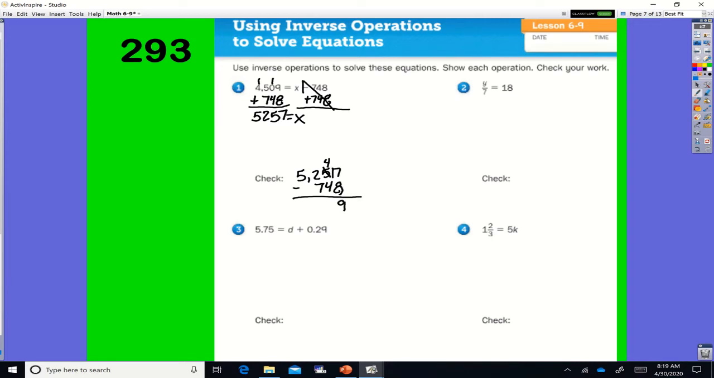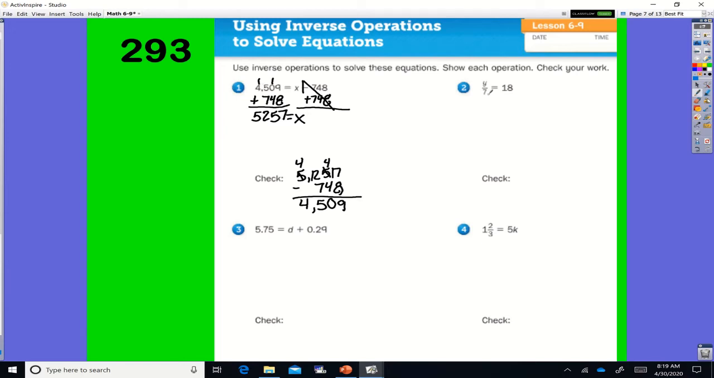17 minus 8 gives us 9. 4 minus 4 is 0. Can't do 2 minus 7, so we borrow. 12 minus 7 is 5. And then that gives us 4, so we get 4,509. We got the same answer here, so we have that correct.